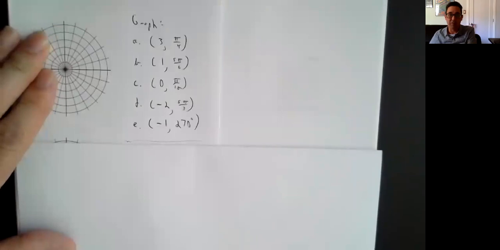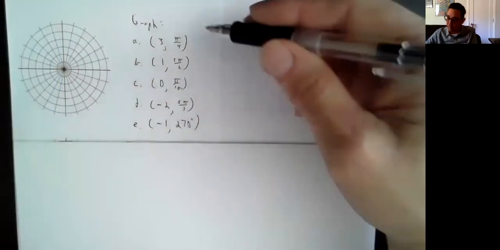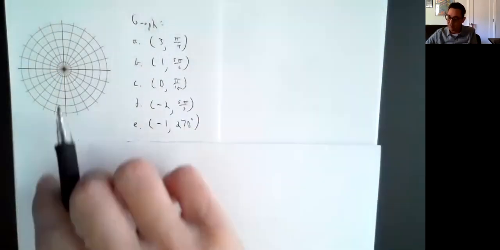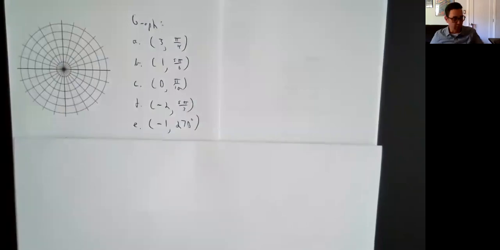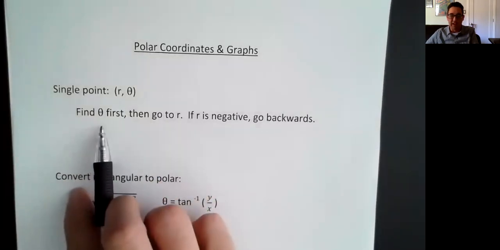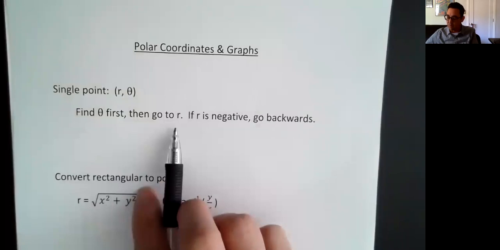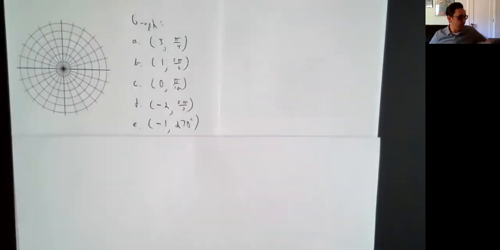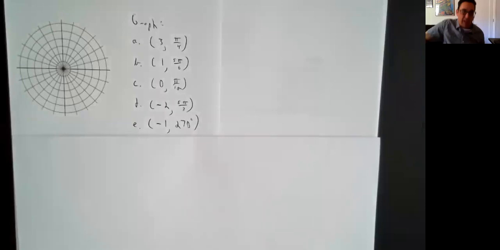All right, so here's some sample problems. We're going to graph all of these points onto this grid. Okay, now here's what we do. Here are the notes for this. To graph a single point, you find the theta first, and then you go to the ring number. And we'll talk about if R is negative, the backwards case. We'll worry about that in a little bit.